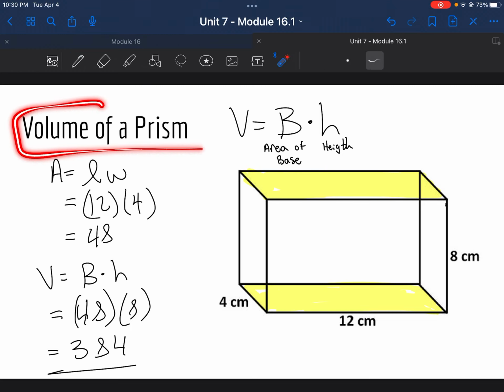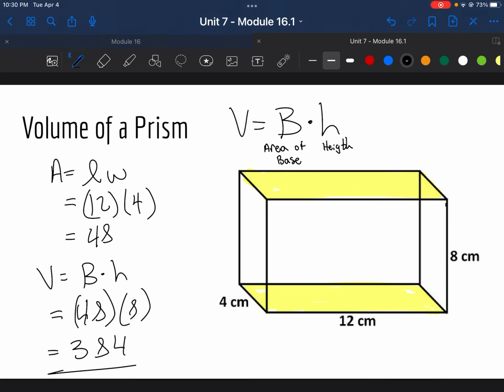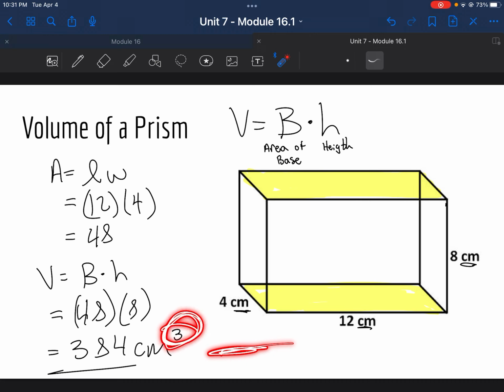Now, when we are denoting the volume of any 3D shape, we need units. My units are going to be the same units we used before, so centimeters, and then it's going to be cubic centimeters. So we're going to put a little 3 on top of our unit. If we're doing inches, it's going to be inches cubed. If we're doing meters, it's going to be meters cubed. Since we're doing volume, make sure you put that 3 on top of the unit.